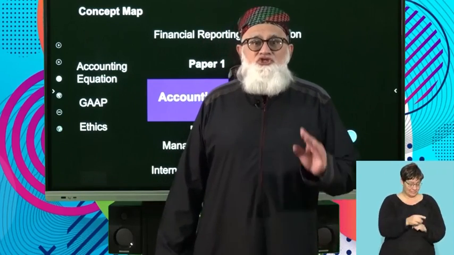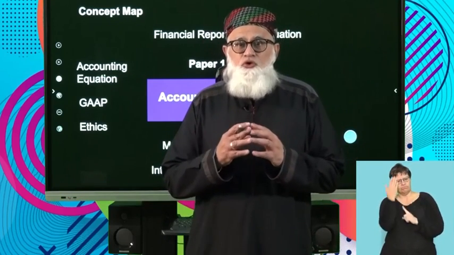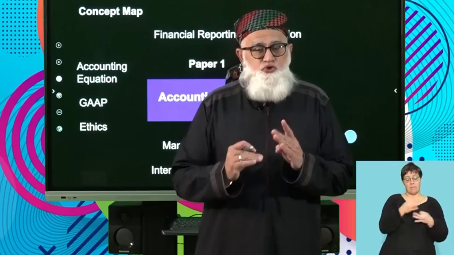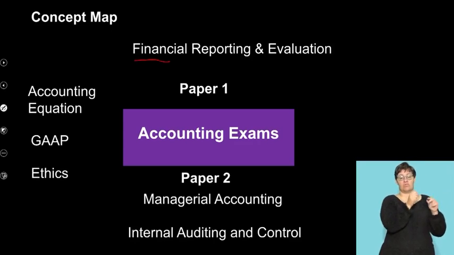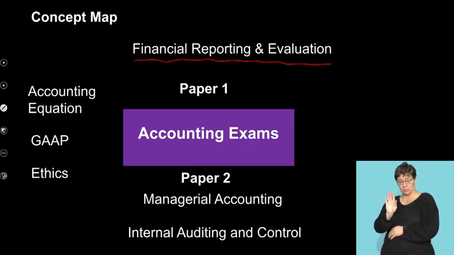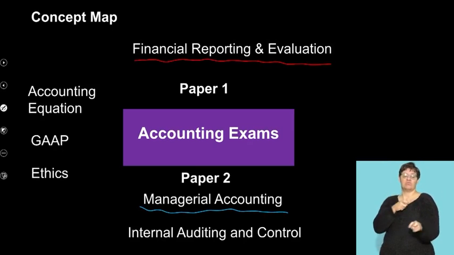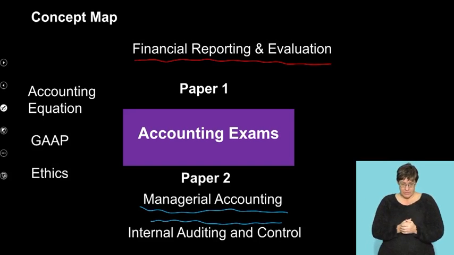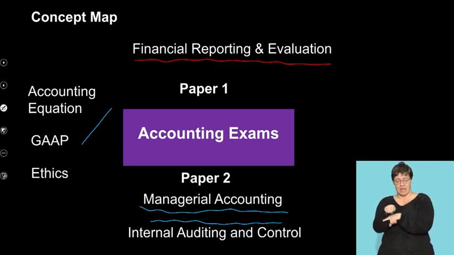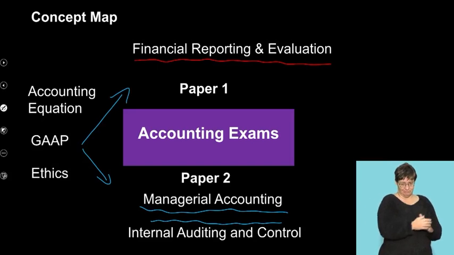Once again, just an indicator for you in terms of paper 1 and paper 2. Remember, in paper 1, you're dealing with financial reporting and evaluation, whereas in paper 2, you're dealing with managerial and cost accounting, as well as internal auditing and control. We did say there could be integration with regards to GAAP, ethics, IFRS, etc.